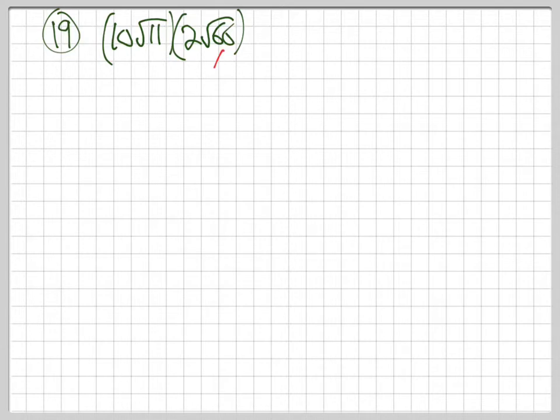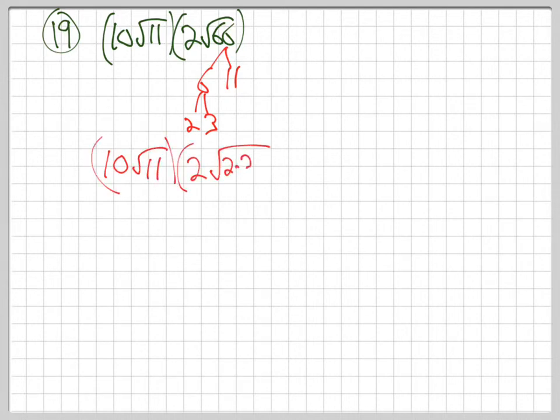Well, let's break it down. What's in that 66? 6 times 11, 2 times 3. Well, actually, let's not do that. Well, yeah, actually that'd be fine. Sorry, I changed my mind. So 6 times 11, and that's 2 times 3. So what we get is 10 root 11 times 2 root of 2, 3, 11, right? 2, 3, 11, all the little numbers that wouldn't break down.